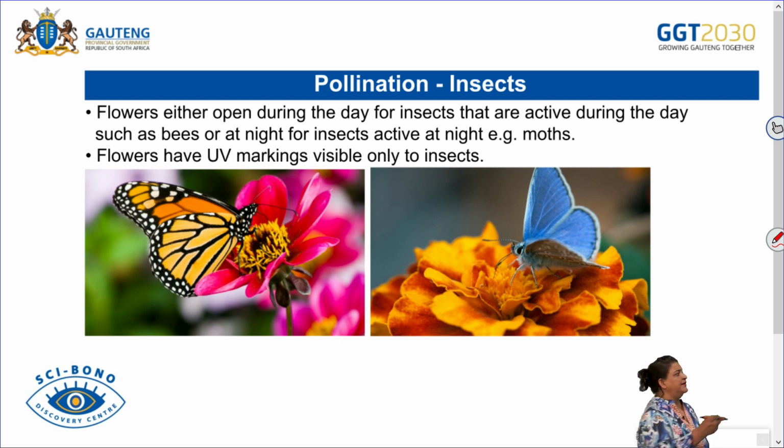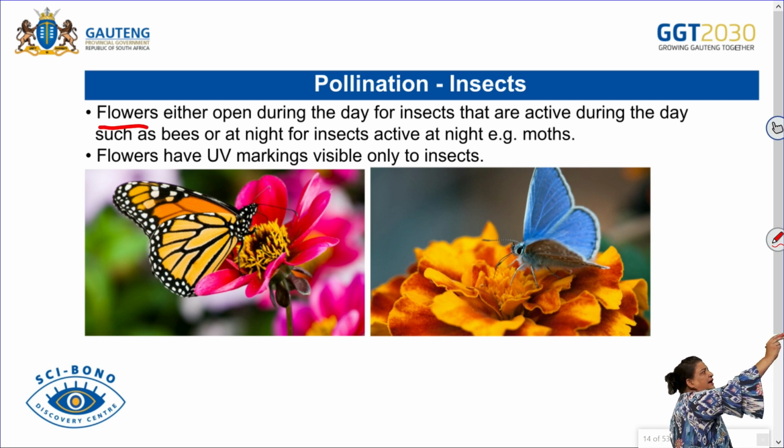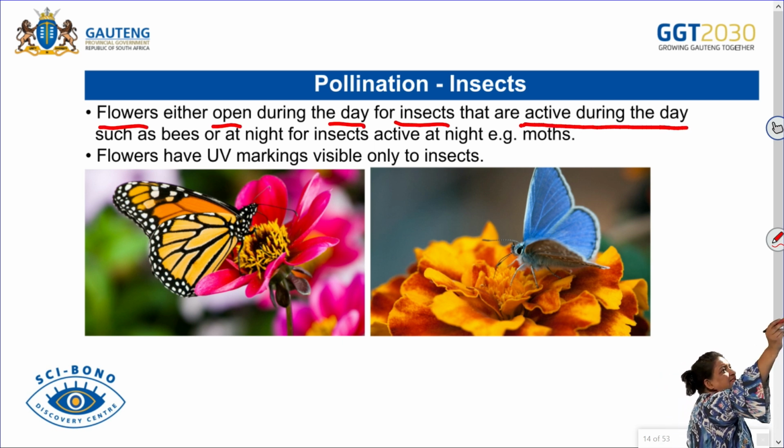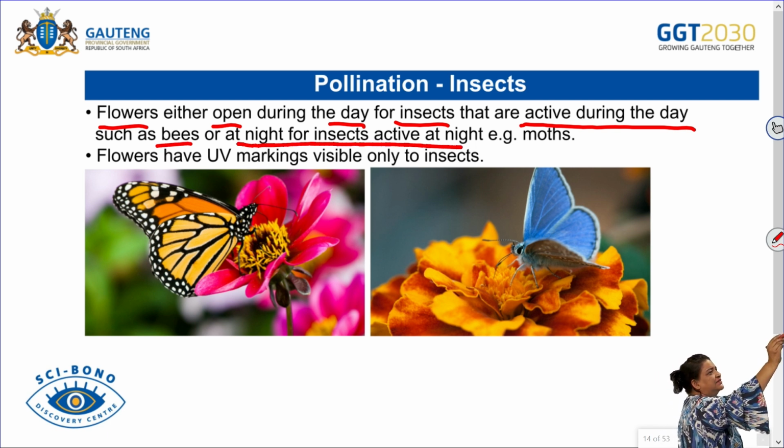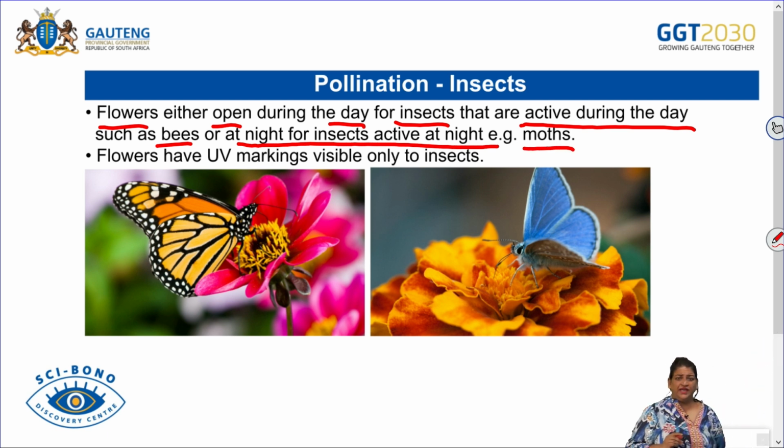So therefore you find that flowers are open during the day for the insects that are active during the day, which is called what? Diurnal. Right. That means bees, or at night for insects that are active at night, for example, moths. So you do get some flowers which are open at night, because at night you have a different kind of pollinator, a moth.